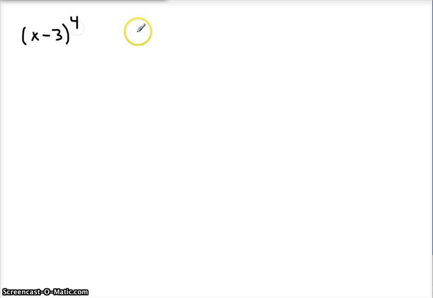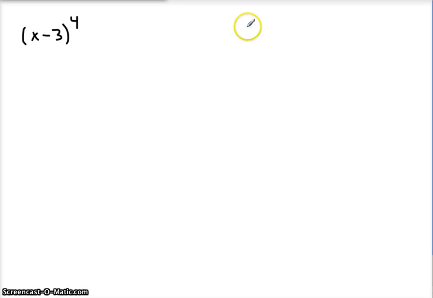Well, it would be annoying and repetitive to have to multiply x minus 3 times x minus 3 times x minus 3 times x minus 3. We'd have to do that over and over again. We'd have to use FOIL three times, or the box method three times. So there is an easier way for us to do this, and that's where Pascal's triangle comes in.